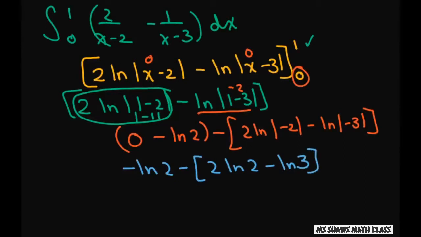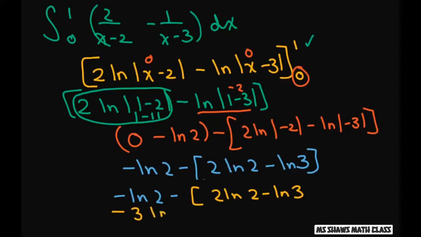Now if I want, I can pull this 2 out. So we'll have negative ln of 2 minus 2. No, I can't pull the 2 out. Yeah, I can. So once you do that, you're going to get negative 2 minus 2 ln of 2 minus ln of 3. So when you clean this up, you're going to get negative 3 ln of 2 plus ln of 3.